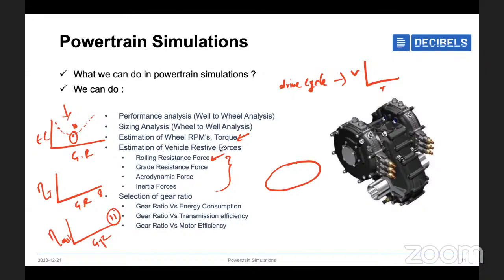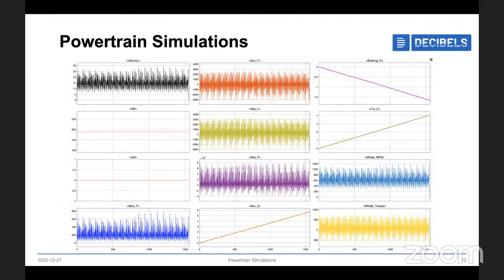Now I'll try to show you some graphical data that you'll be getting from the powertrain simulations. So this is the Formula Student Germany track velocity profile. If you give this velocity profile as input, these are all the outputs we are getting over here. The first one is the rolling resistance. We all know it's because of the tires and the contact with the road.